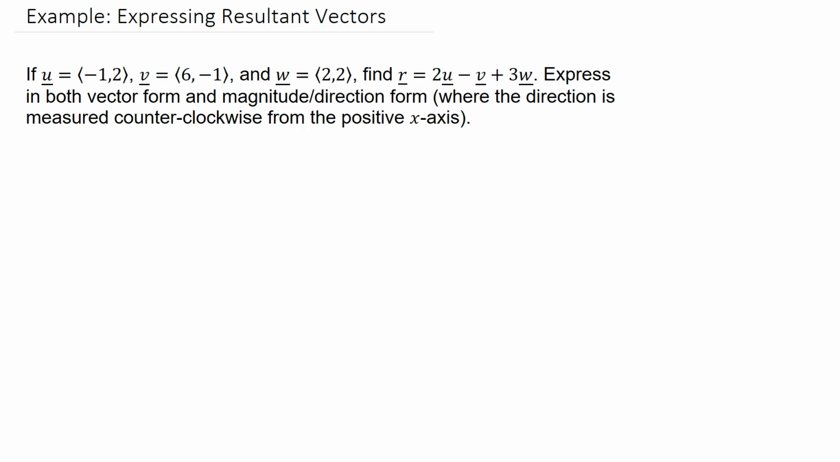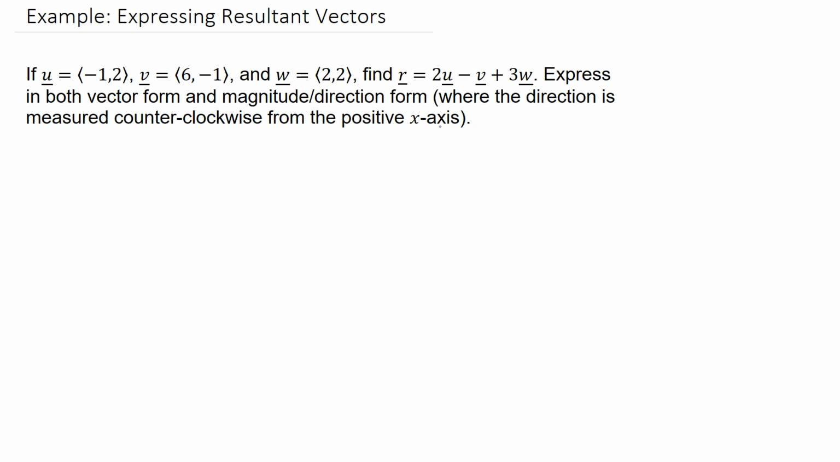So here we're given three vectors, u, v, and w, and we're asked to find a new vector, r, our resultant, and it comes from this vector sum here. So we need to express r in vector form and then also in magnitude direction form, and for the direction there, it needs to be measured counterclockwise from the positive x-axis.